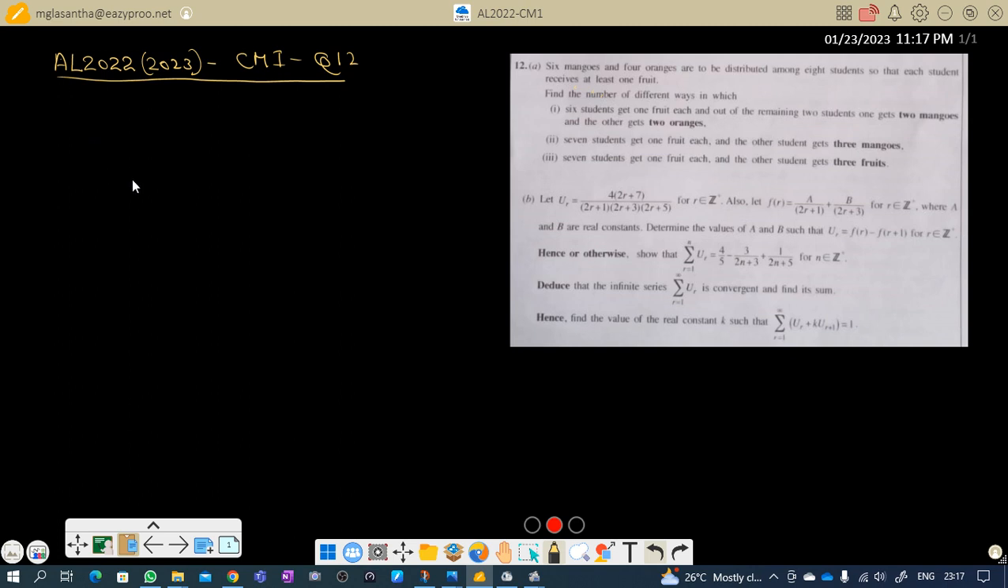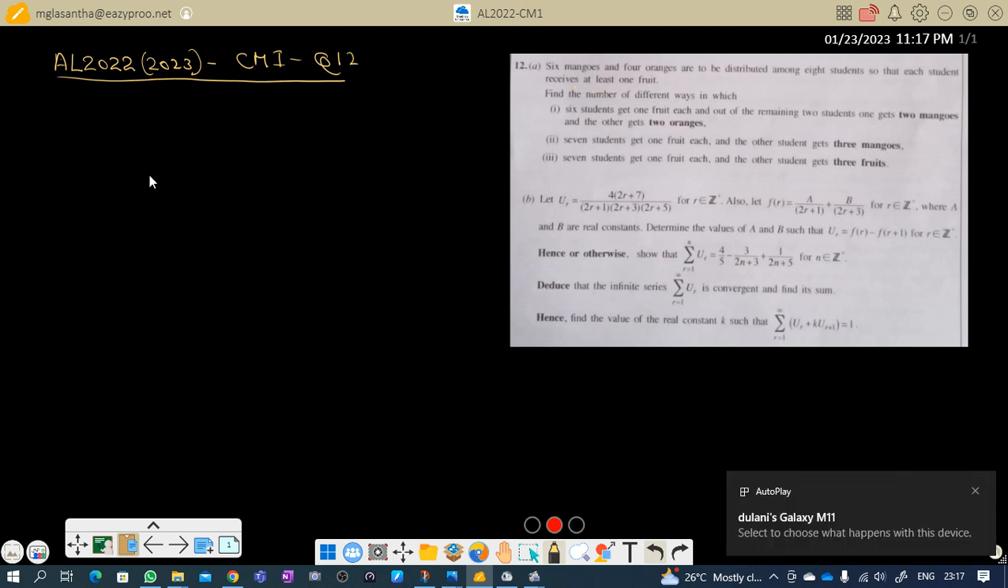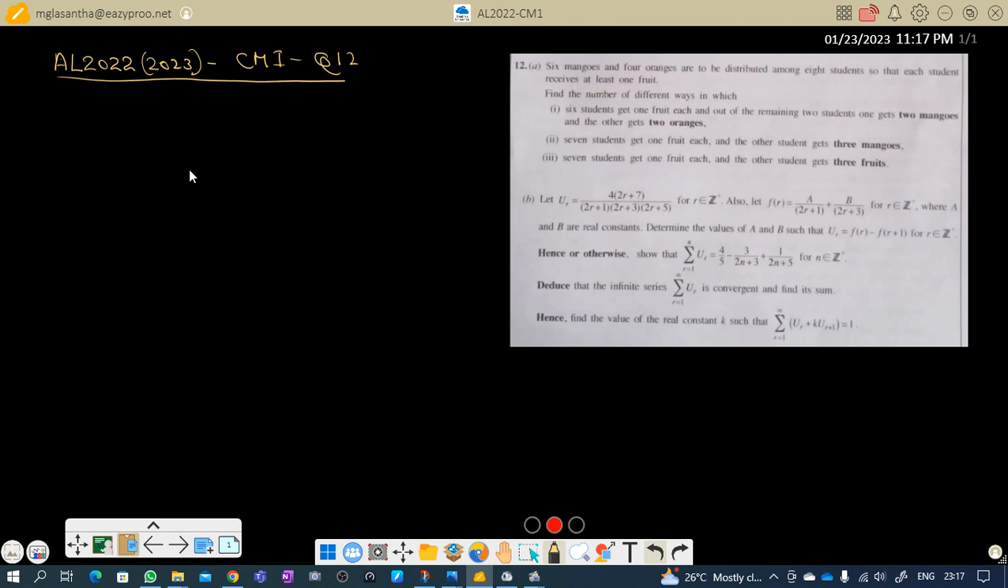If you take part A, there are six mangoes and four oranges. Altogether there are 10 fruits, six mangoes and four oranges. Now you have to distribute these fruits among 8 students so that each student receives at least one fruit. You have to calculate the number of ways for each case. There are 3 cases, and in each case you have to calculate the number of possible ways in which you can distribute these fruits among these 8 students.